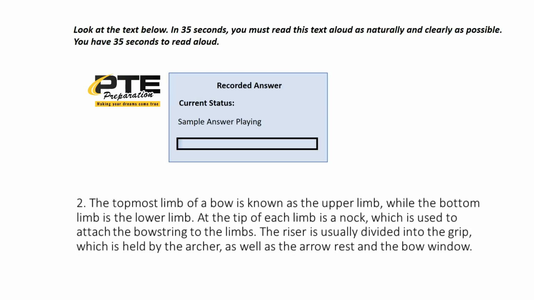The topmost limb of a bow is known as the upper limb, while the bottom limb is the lower limb. At the tip of each limb is a nock, which is used to attach the bowstring to the limbs. The riser is usually divided into the grip, which is held by the archer, as well as the arrow rest and the bow window.